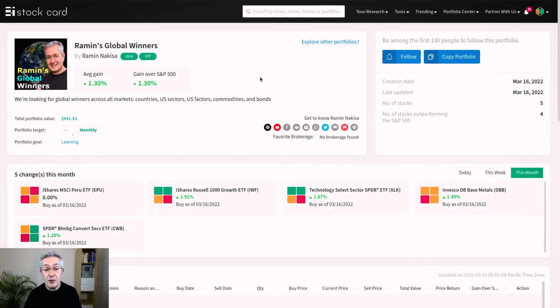And that'll give you the contents of that portfolio. So here are the 5 funds that we've chosen. So we've got that Peru fund, we've got iShares Russell Growth, IWF, we've got the Technology Select Fund, XLK, Base Metals, DBB, and that Convertible Bond Fund, CWB. So there we have it. That's our initial portfolio, and we'll be tracking that through time. And I think it will be useful for keeping track of what's going on in markets, but also to learn about the drivers behind that momentum.